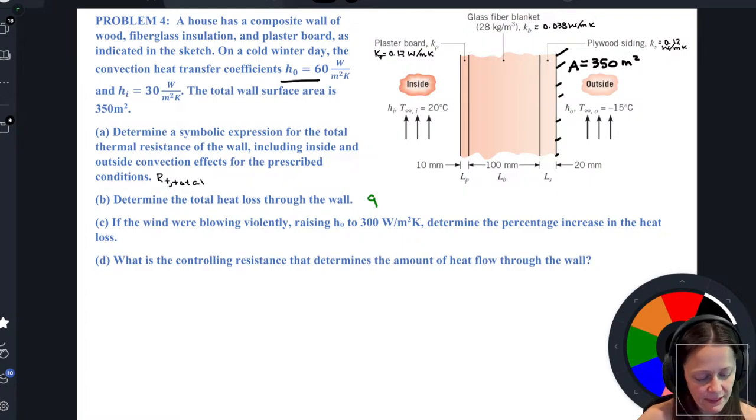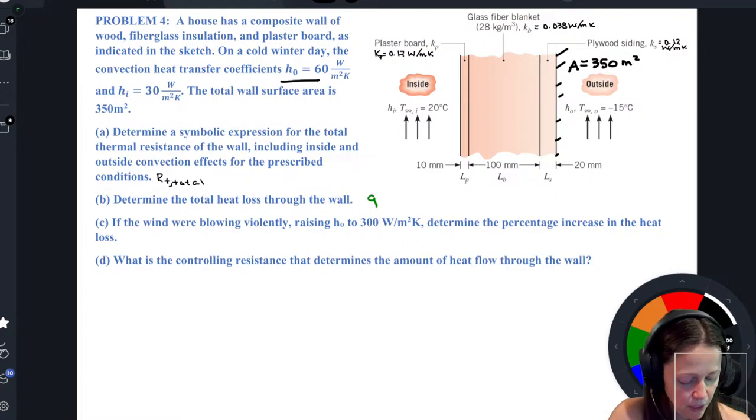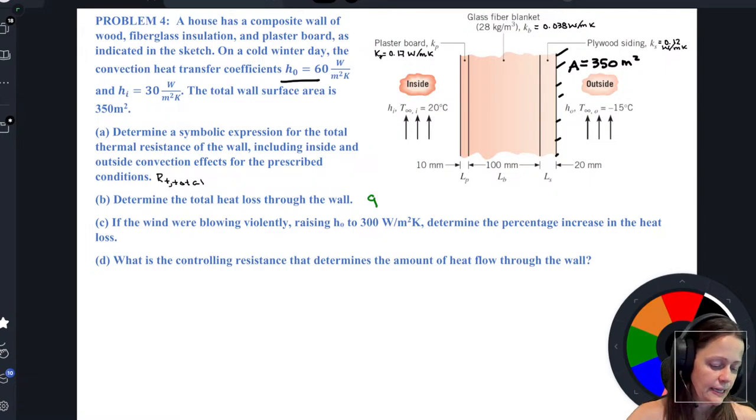Yeah, that's fine. Okay, if the wind were blowing violently, raise the outer convective heat transfer coefficient from 60 to 300 watts per meter squared Kelvin, and we're going to see if that makes a huge difference or not. And then we want to figure out what is the controlling resistance that determines the amount of heat flux or heat flow through that wall.